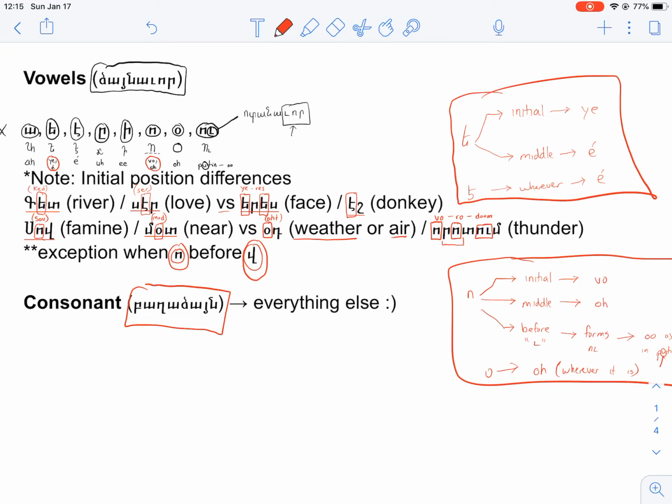Okay, so now we know our vowels, and a consonant, the word for consonant in Armenian is paratsain. Again, you can say this letter is a consonant. Astara paratsaine. And paratsain, what are the consonants? Well, guys, everything else.